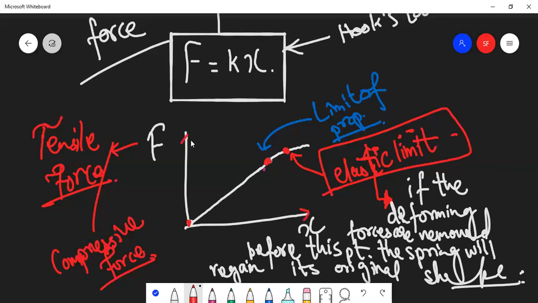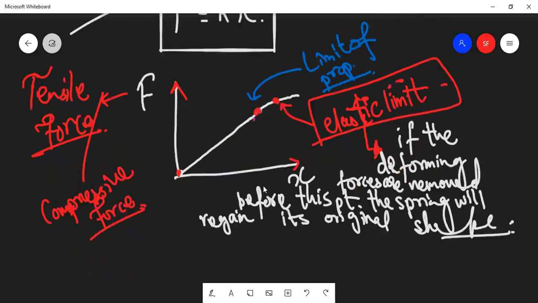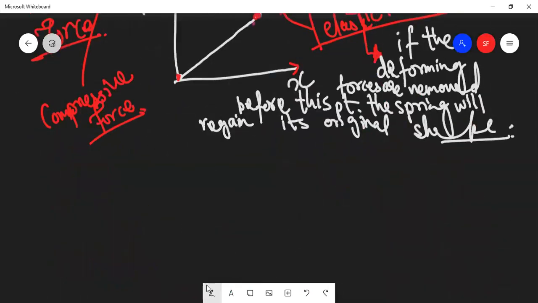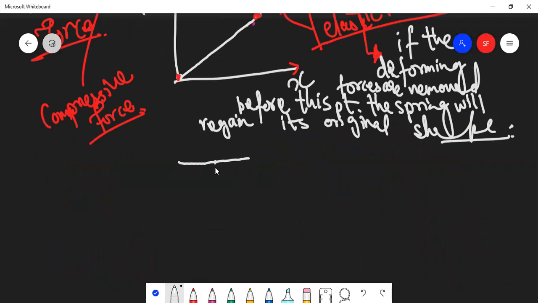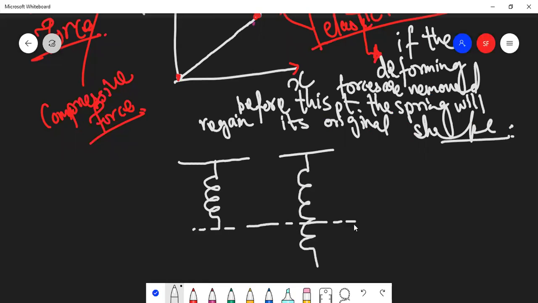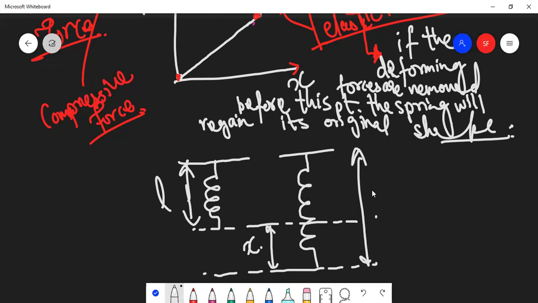And keep in mind this on the x-axis is the extension, it's not the length. It's not the total length of the spring, it's just the increase in length, the extension of the spring. If this was the original spring, now after addition of the force, its length increases. So this difference in the length is the extension. This was the original length, and this is the final length. So extension is the difference in these two lengths.